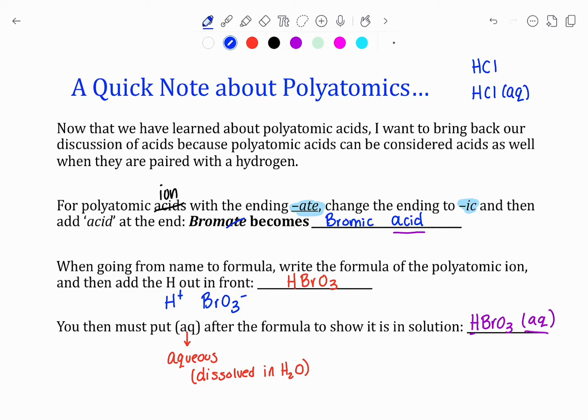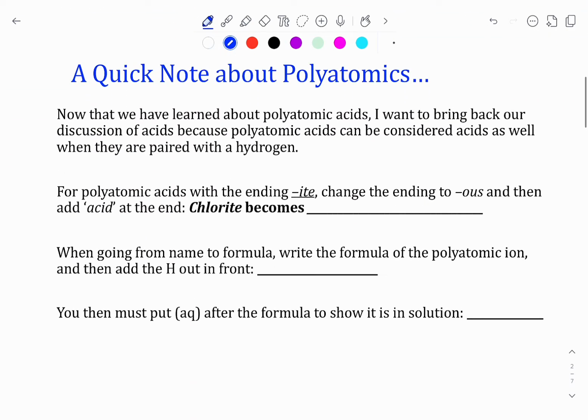If we see AQ, we know it's an acid, so we need to name it like an acid. If it's a polyatomic, we need to use these naming rules. This is the naming rule for if it has ATE at the end of the name. There is also a rule for if it has ITE. If the polyatomic ion has the ending ITE, we're going to change that ending when it's an acid to OUS, O-U-S. So we change from ITE to OUS, and then we add acid at the end.